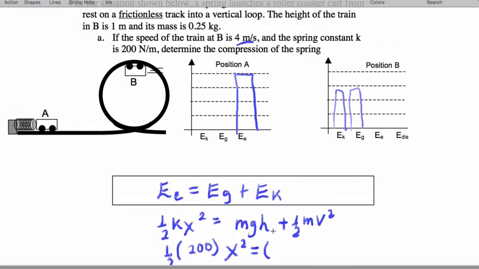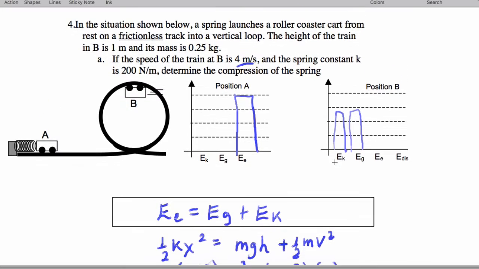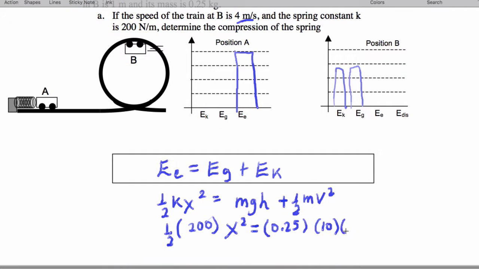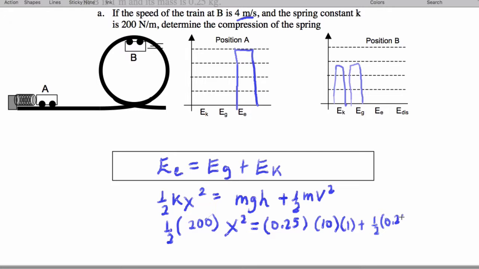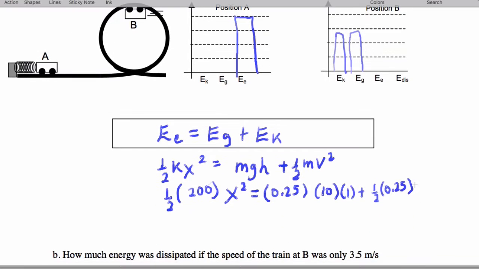which is 0.25 times g, which is 10, times the height, which is 1, plus 1/2 times m, which is 0.25, times v squared. Now v is 4, so when we square v, that's going to be 16, because that's 4 squared.